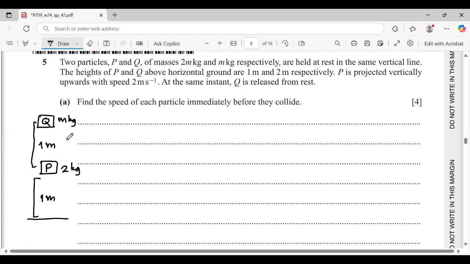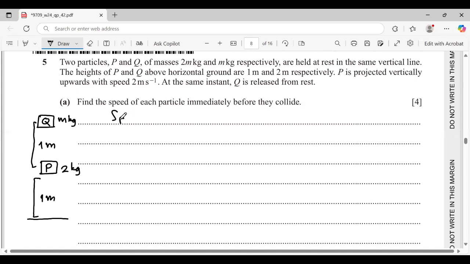And after that, this particle P has speed of 2 meters per second upwards, and this particle Q has velocity or speed downwards. Okay, so we are going to find the speed. But first, we need to find the distance.